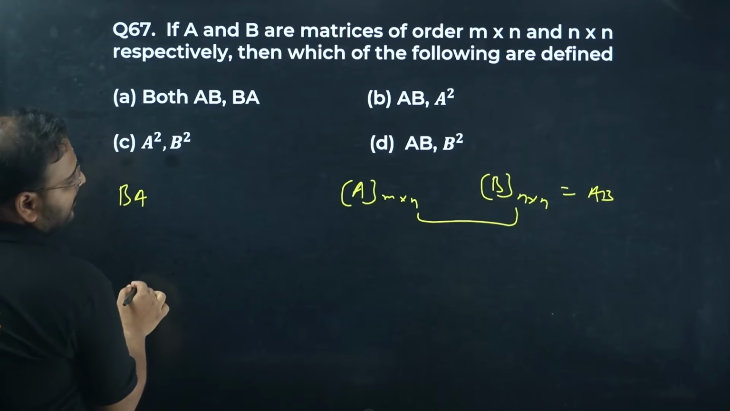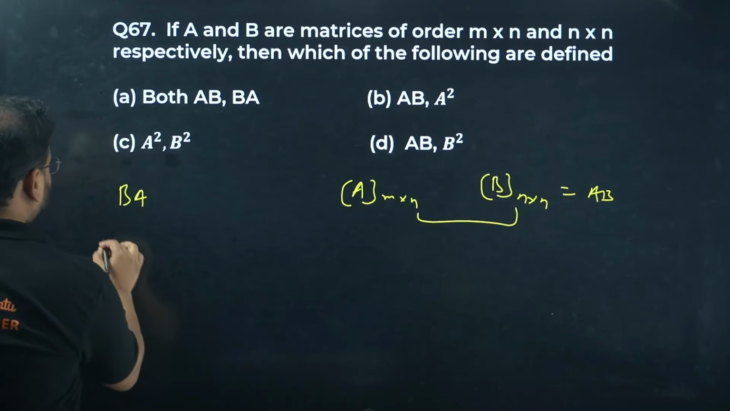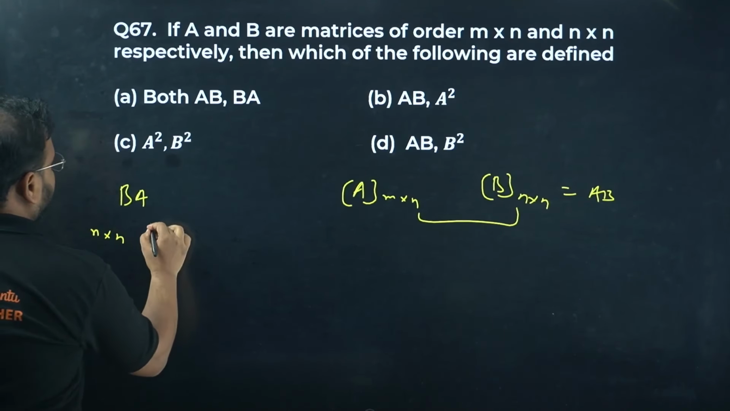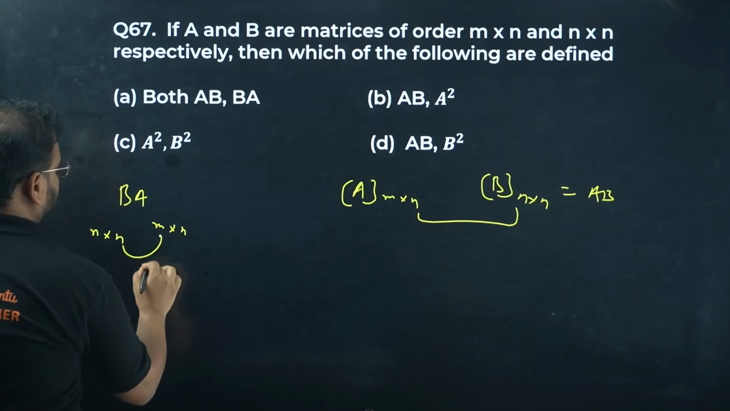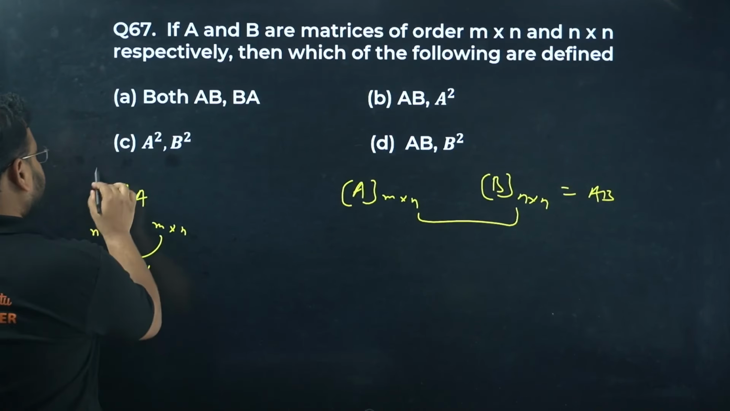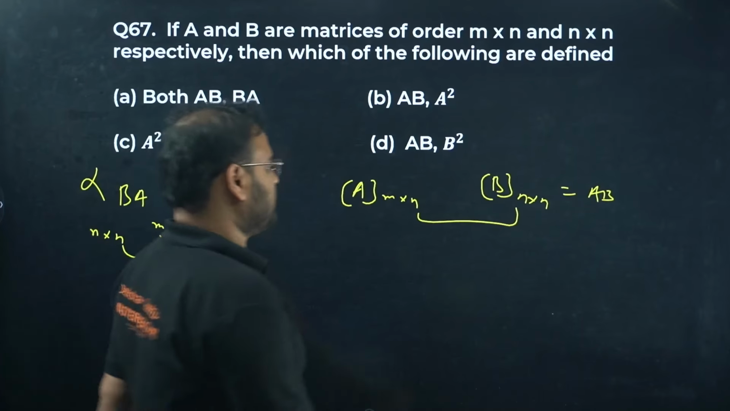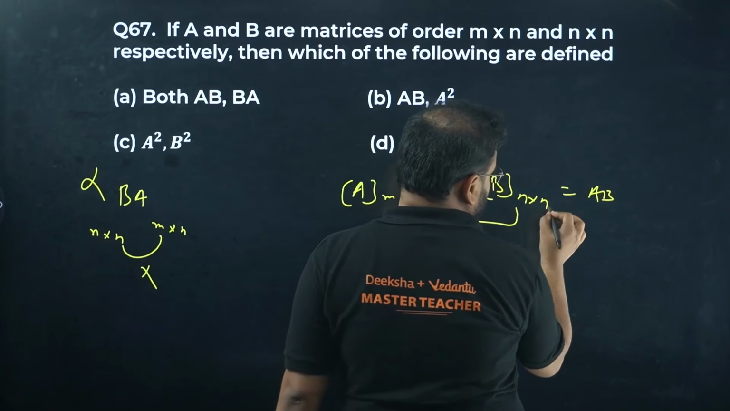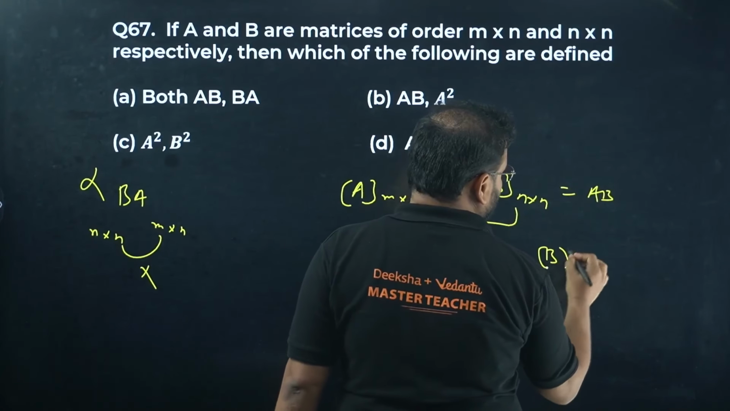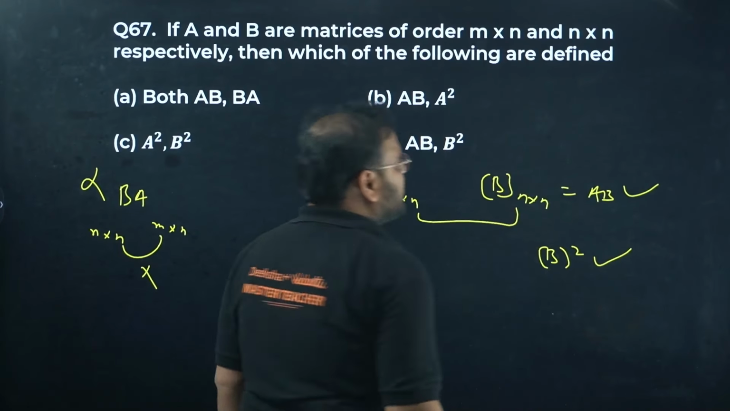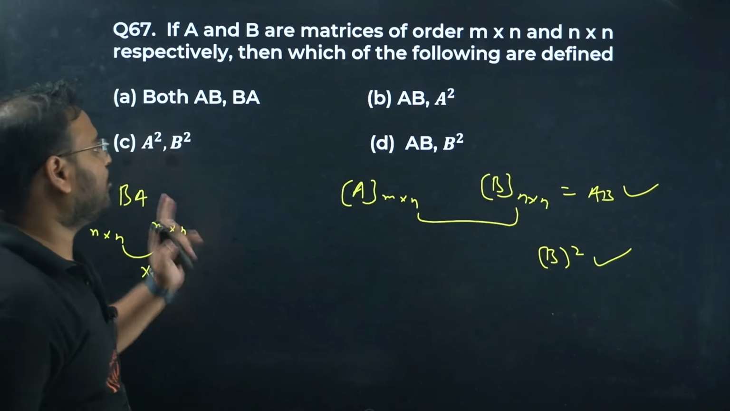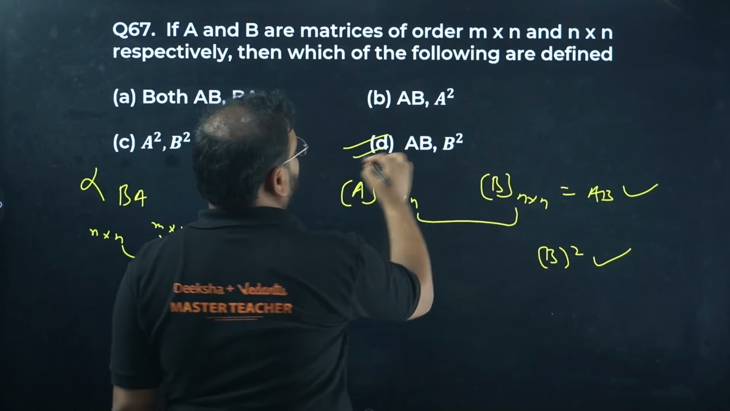When you go about BA, it is not possible, because here you'll have n cross n, and for A you'll have m cross n. They are not equal, so BA is not possible. What about B square? It is possible, no? If B equals n cross n, then B square will be possible. So AB is possible, B square is possible. Others are not possible. Answer is option D.